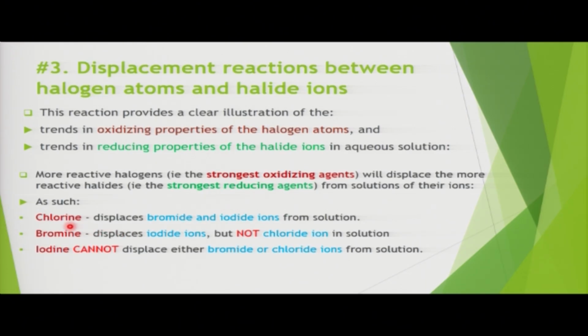Bring, for instance, chlorine, which is highly oxidizing. It will make bromide lose electrons, so it will displace a bromide, forming bromine gas. Then bromine will displace iodide, but not the chlorides, and so on.